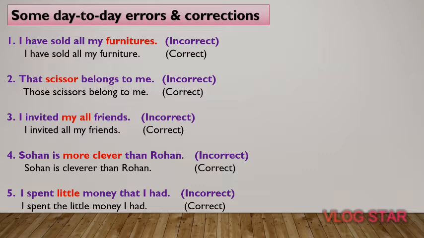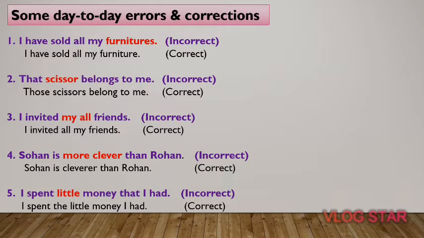Next, going on to the fourth sentence, Shohan is more clever than Rohan. Here is also a mistake in the application of the wrong degree of the adjective. We all know that the comparative degree of the adjective clever is cleverer. When we form the comparative degree using the suffix er, we don't need to write more before that. So more cleverer is a wrong application. The correct sentence will be Shohan is cleverer than Rohan.